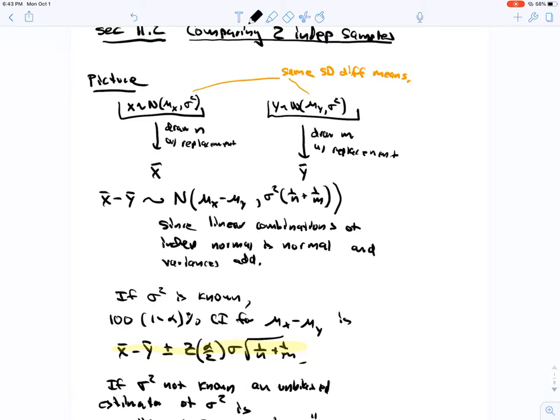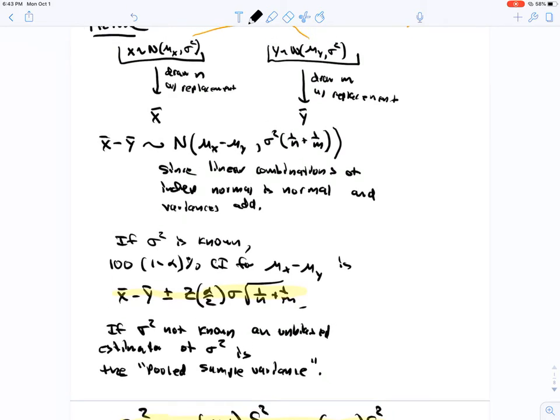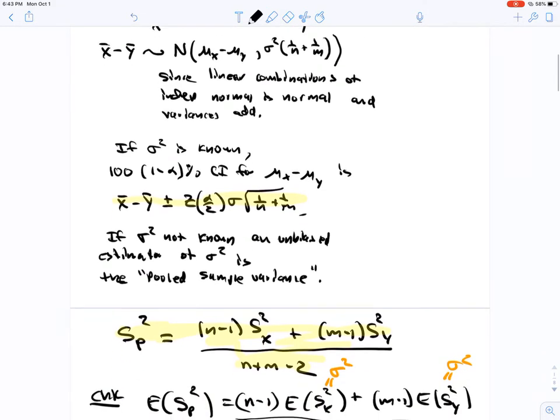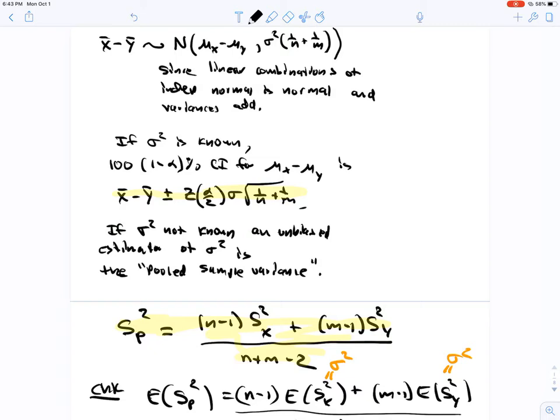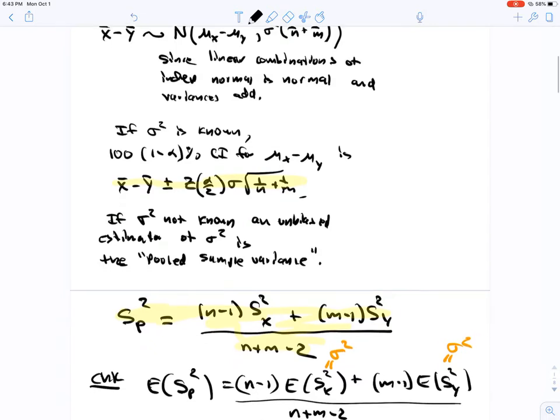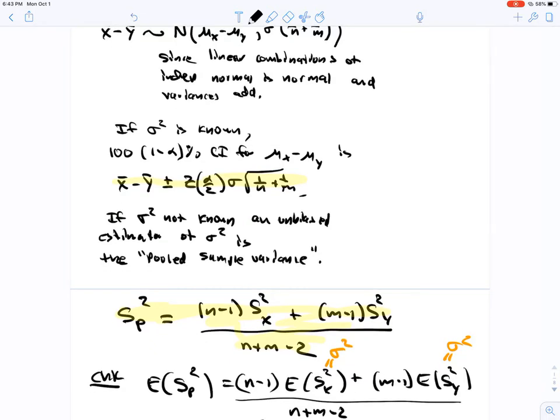Then we take the difference of the sample means, and this is normally distributed since it's a linear combination of independent normals with the following mean and variance. And if sigma squared is known, then we get this 100 minus alpha percent CI for the difference of the population means.